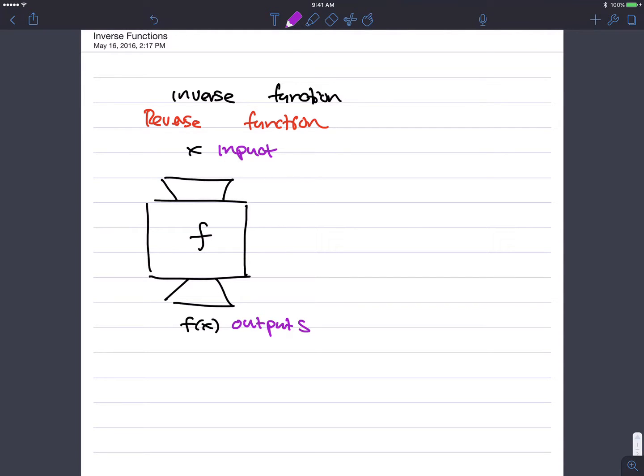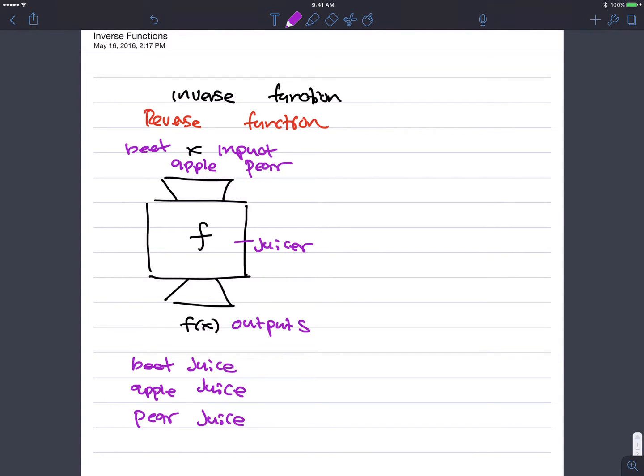And what kind of things did we put in our machine the other day? We put like a beet, like an apple, and let's say a pear for now. If these are our inputs, a beet, an apple, and a pear, what do we get for outputs? Juice. We get beet juice, because this is a juicer, right? Then you get apple juice, and then you get pear juice, and these are my outputs. Is that a simple idea?